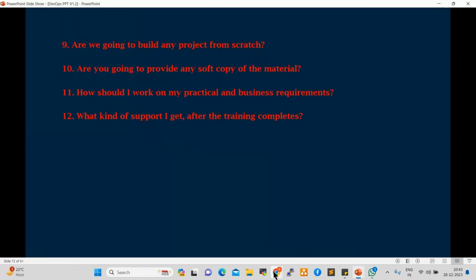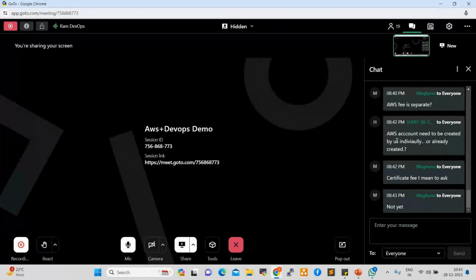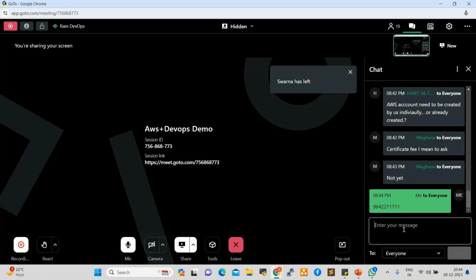Any questions up to here? Anyone? The certificate fee I will explain, don't worry. You can ping me and I'll give you details. You can take down my number, which I already shared yesterday. My mobile number is 96422111711. This is my personal number. Trainers normally never share personal numbers, but from Harsha Trainings we share ours. You can WhatsApp or call me and I'll give you full details about certification. If you want to write the exam, you can, or if you need any support, I provide it.